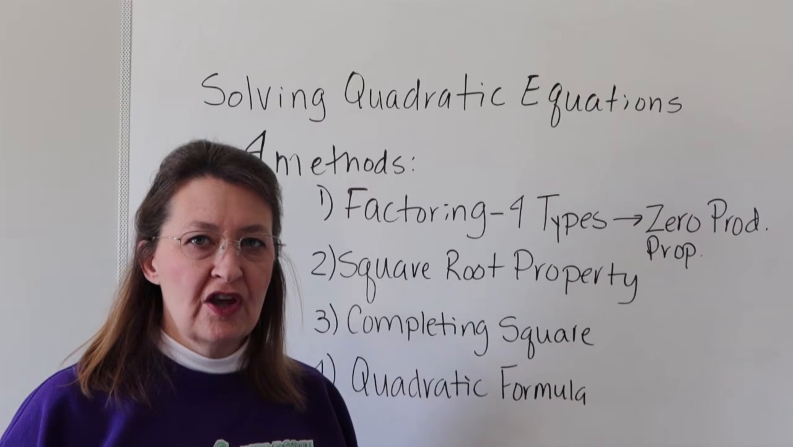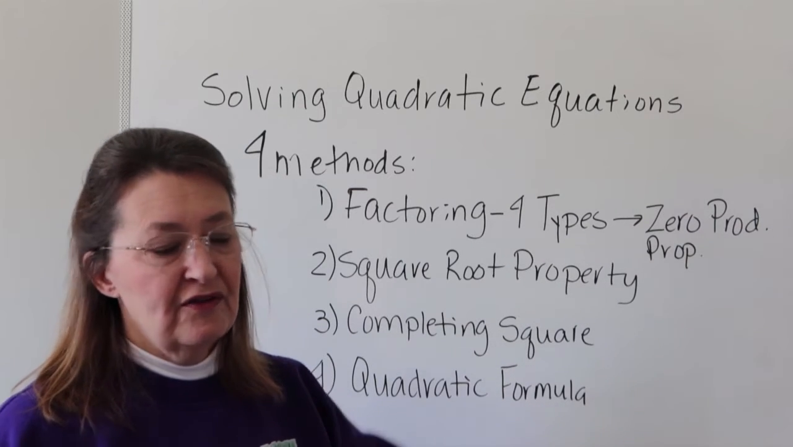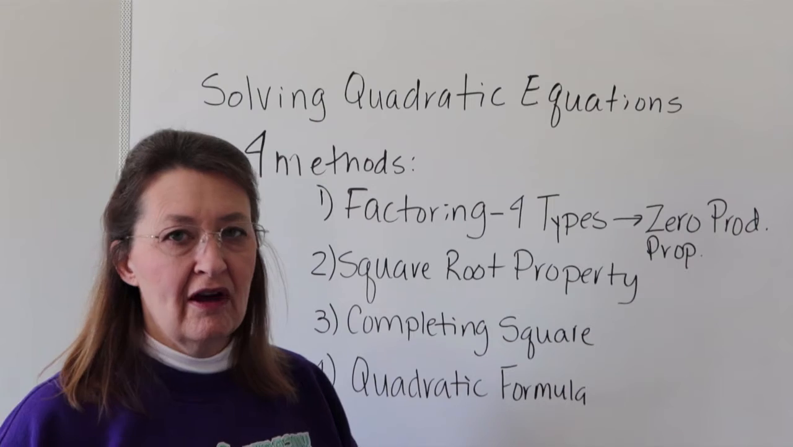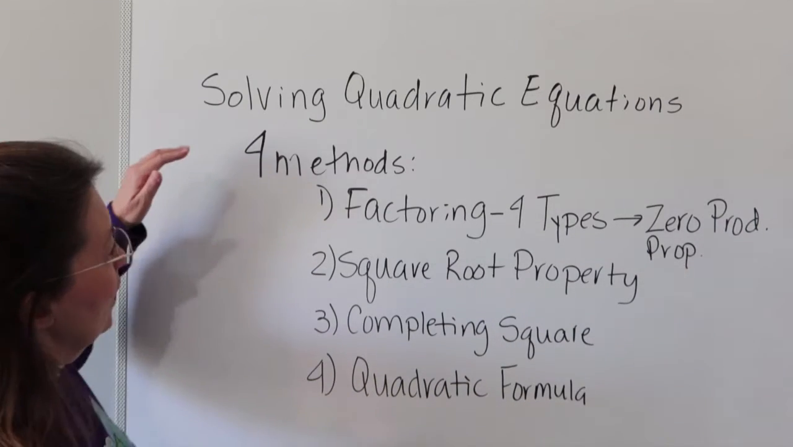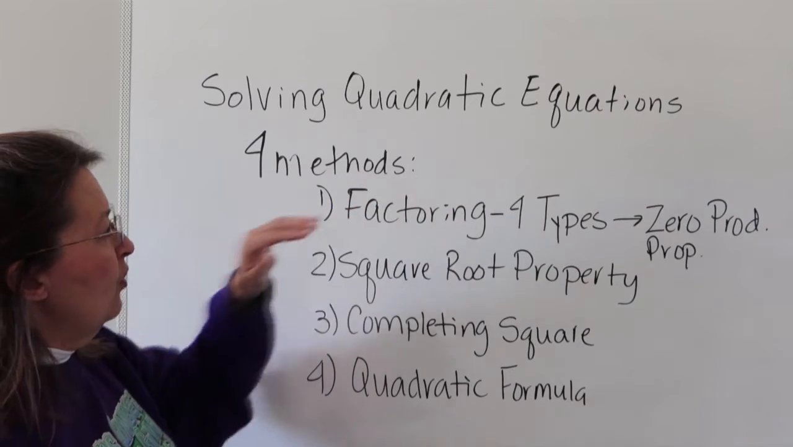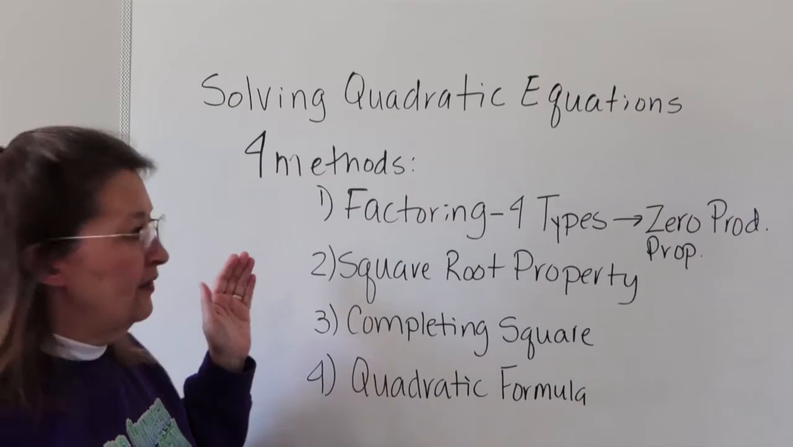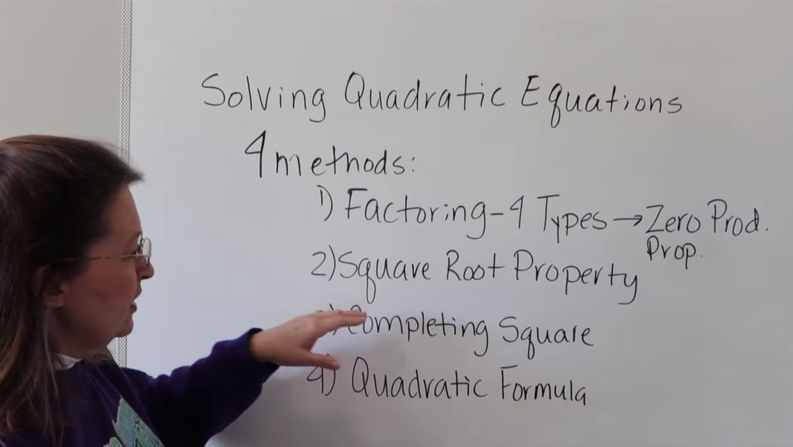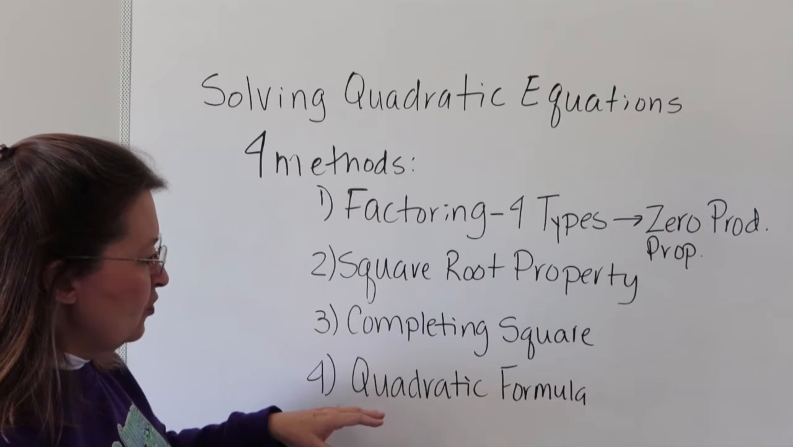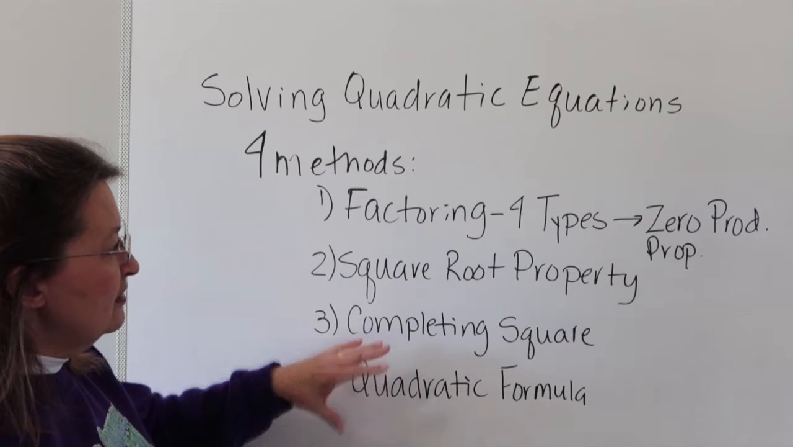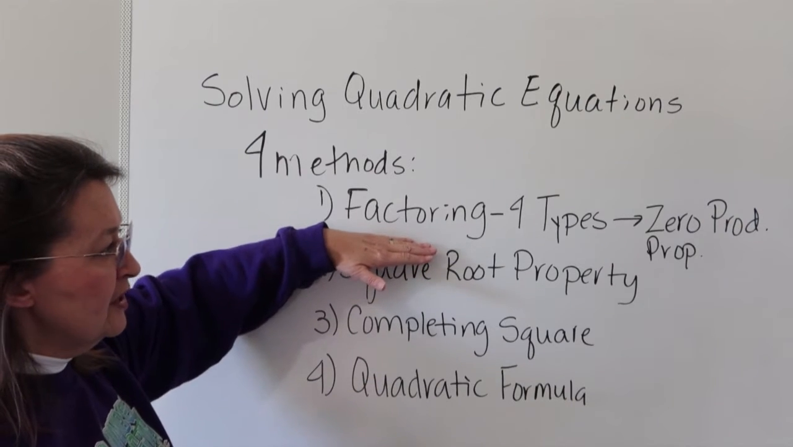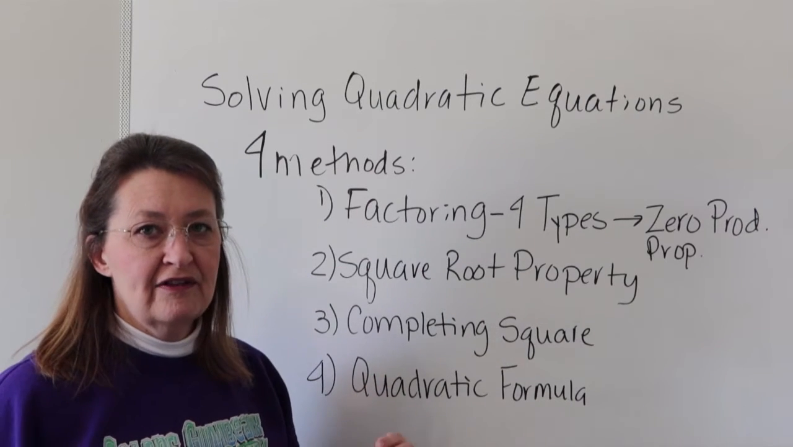I'm going to help you learn to solve quadratic equations. This is a fairly large topic with a lot of different pieces, so this is kind of our roadmap. If you want to solve a quadratic equation, there's four main methods: factoring, square root property, completing the square, and the quadratic formula. Now within those four methods, the first one, factoring, there's four different kinds of factoring.